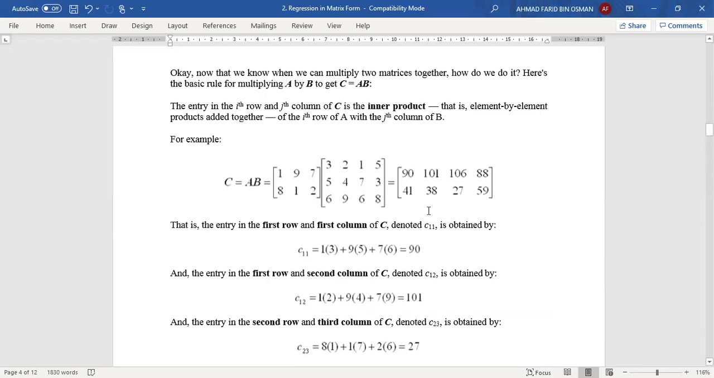So in this example, to multiply matrices, you need to make sure that the number of columns of the first matrix must be equal to the number of rows of the second matrix. Otherwise, you cannot multiply two matrices.